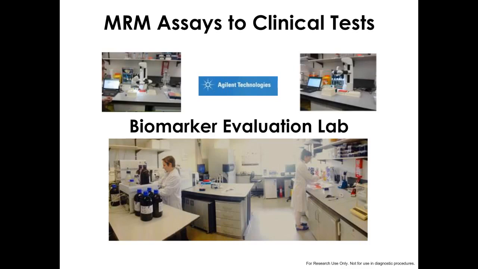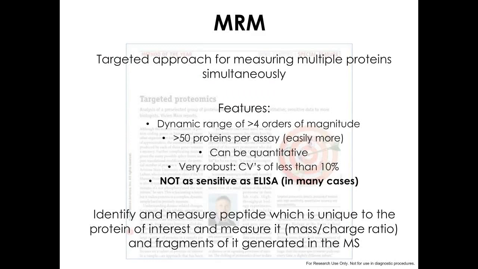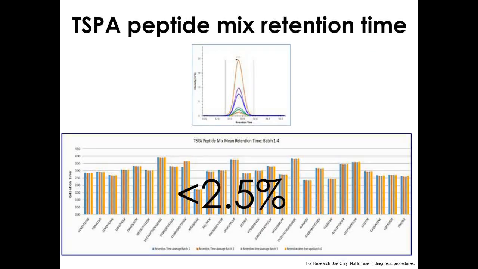We incorporate into this a lot of quality control samples, and one of the quality control samples that we include is a peptide mix. We call it the TSPA peptide mix. This is just measuring the retention time of those TSPA peptides on the chromatography that precedes the mass spectrometry. And we see routinely that these peptides have retention time variation of less than 2.5%. That means that the peptides elute at the same time on every single occasion, and it means that we can then assess the peak areas more robustly and more automatically.